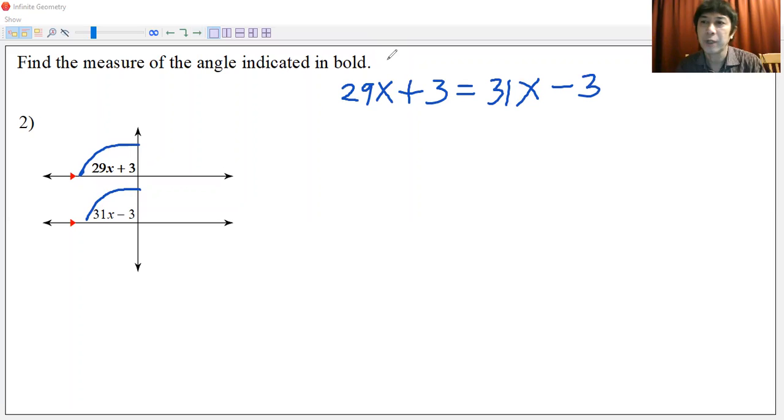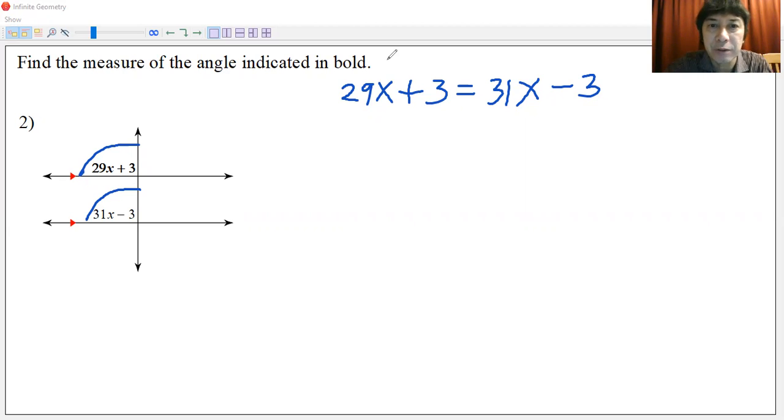So we're going to solve for x here and then use this x value in the expression in bold letters, that we see there. All right, that represents algebraically the measure of the angle.